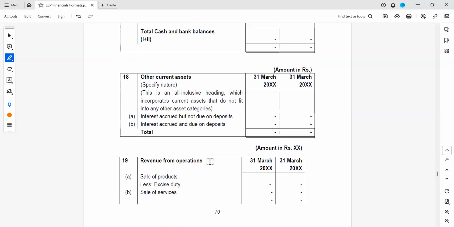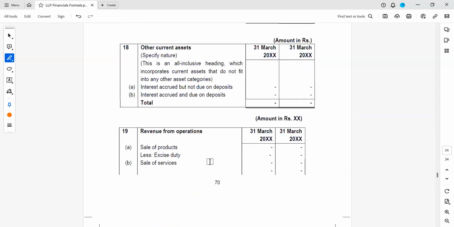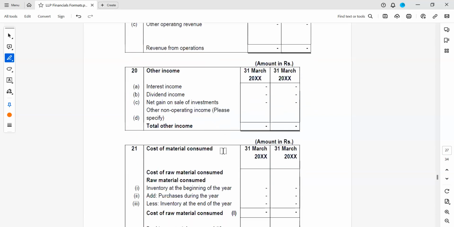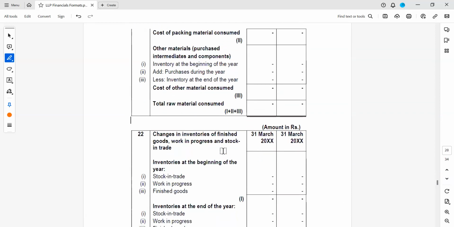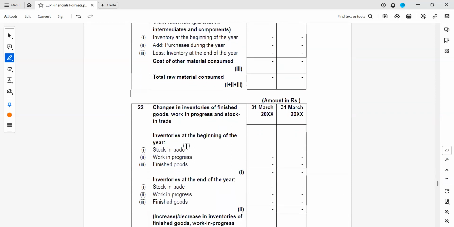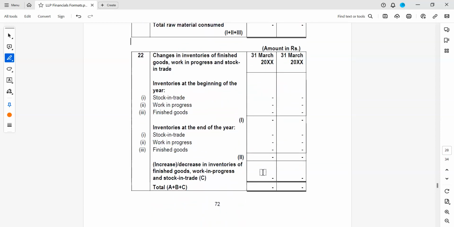Now coming to the statement of profit and loss. It is revenue from operations. Everything is the same, no change. I don't want to read out again because yesterday only we have seen this. Here, inventories at the beginning of the year and the differential amount. We have discussed this increase and decrease.